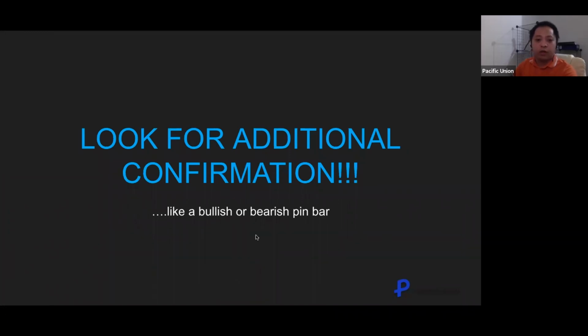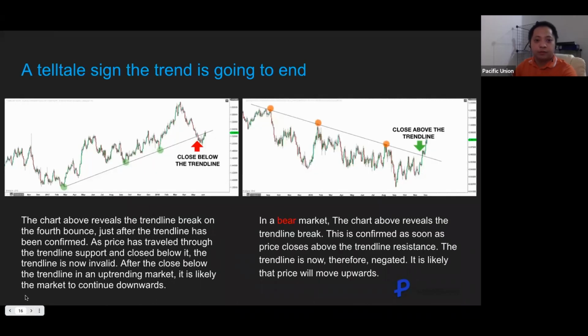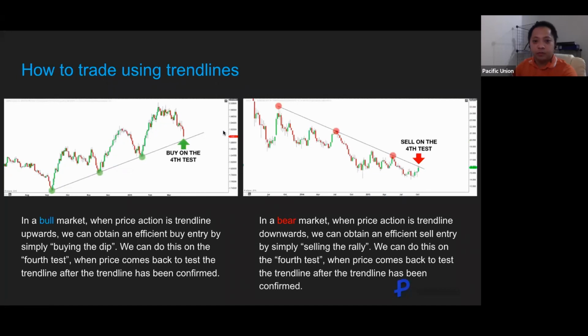Now, this is very important. When you are doing trend line as your exit or as your entry point, it is a good idea to add additional confirmation, like a bullish or bearish pin bar. Okay. So let's go back a little bit here. So here we do have a trend line, right? And it says that you could use the trend line as an entry strategy.